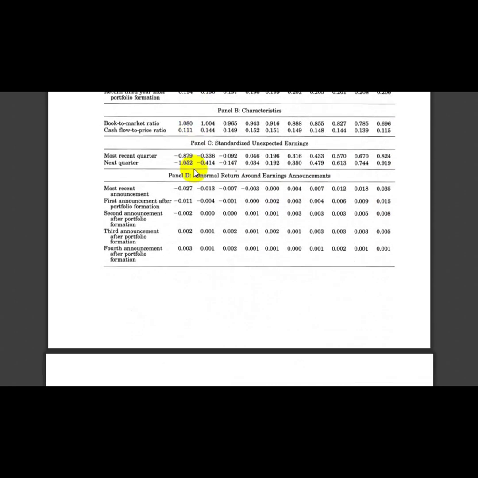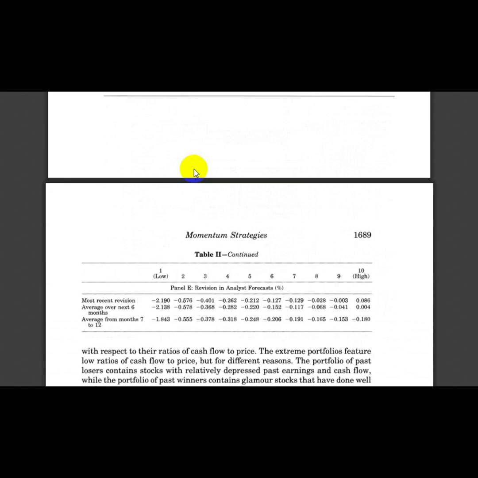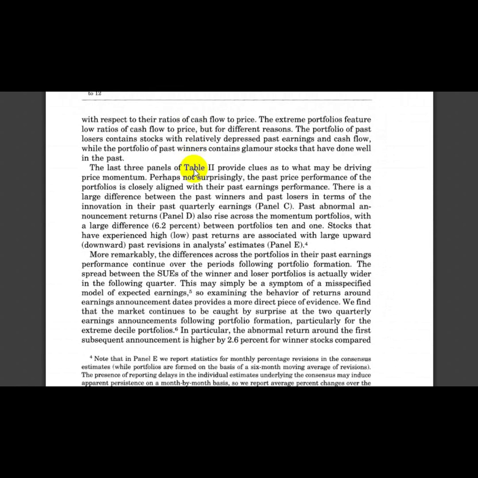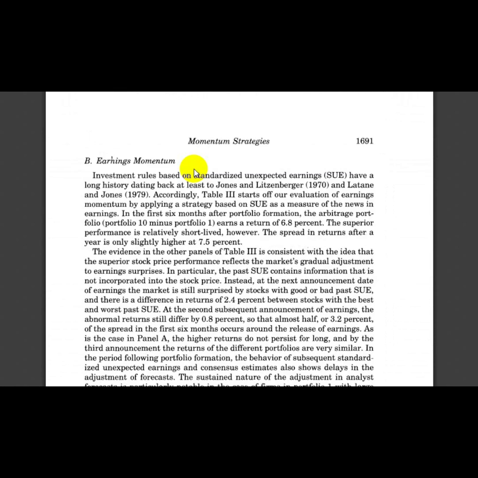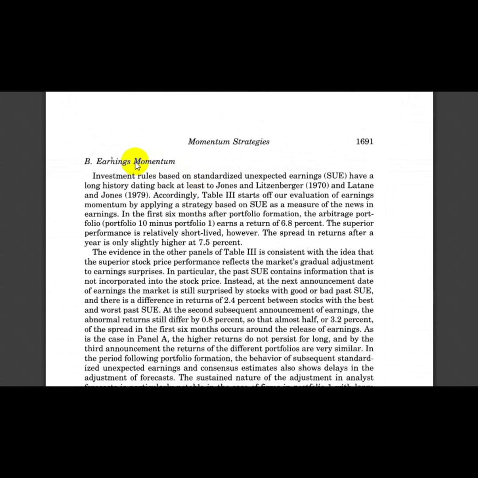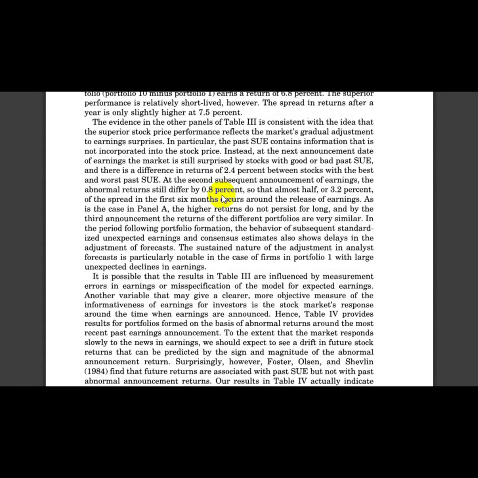Okay, so let's go down to section 2B, where we will be discussing the earnings momentum. Section 2A was price momentum, and here we'll be talking about earnings momentum. So it looks like table 3 is going to be documenting the results of these studies. So let's go down to table 3.